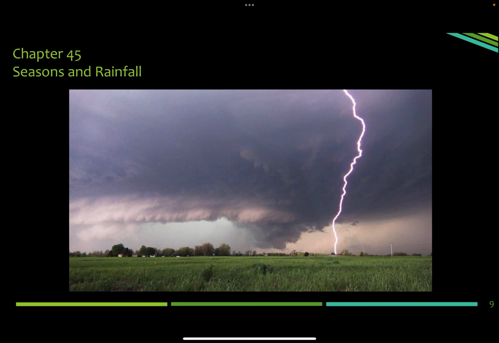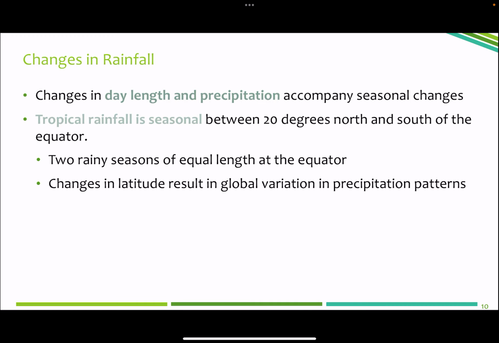But before we do that, we're going to talk about some other more localized processes or phenomena that affect the localized seasonal temperatures and rainfall. So changes in the day length and precipitation are associated with seasonal changes.